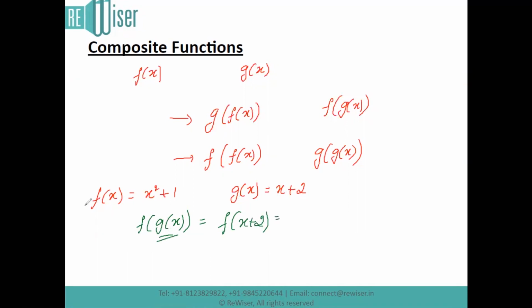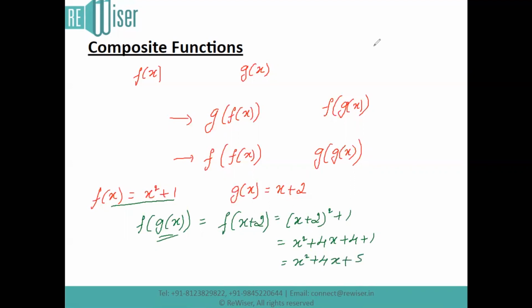Now f of x is x squared plus 1. So what would be f of x plus 2? It means replacing x with x plus 2. So that would be x plus 2 whole square plus 1. If I simplify this, it is going to be x squared plus 4x plus 4 plus 1. So the final answer is x squared plus 4x plus 5. This is how I can solve the composite function.